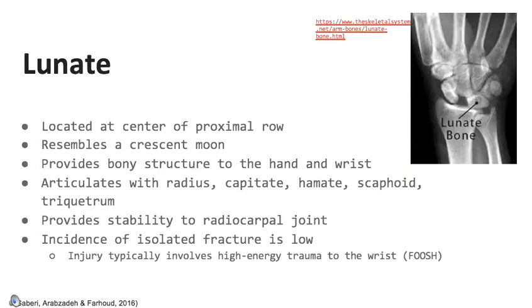The incidence of an isolated fracture and injury is low in regards to the lunate bone. The injury is low because it is enclosed in a lunate fossa. Injury typically involves a high-energy trauma to the wrist, such as a fall on an outstretched hand. Most injuries of the lunate are associated with other wrist injuries. For example, the wrist could be in extreme dorsiflexion and ulnar deviation, and in turn would cause the radius and capitate to impart a large force onto the lunate bone, which would result in a fracture.